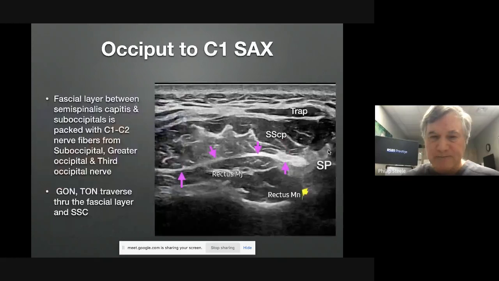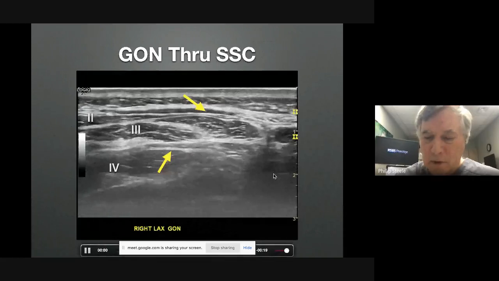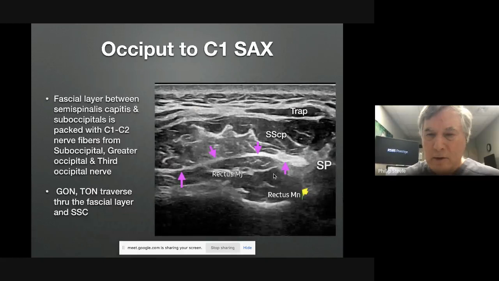Here's spinous process. What's important to know about rectus minor and major, based on cadaver studies and MRI, which I'll show in a minute, is that the major always lies over minor as you move to C1. So major is lying over minor, and then here's our Semispinalis Capitis.